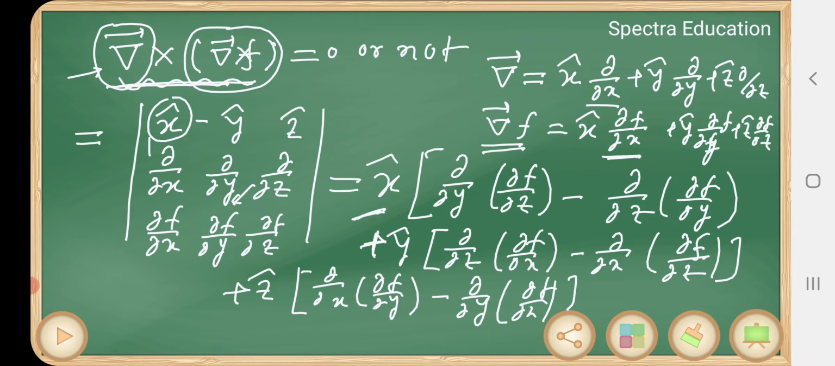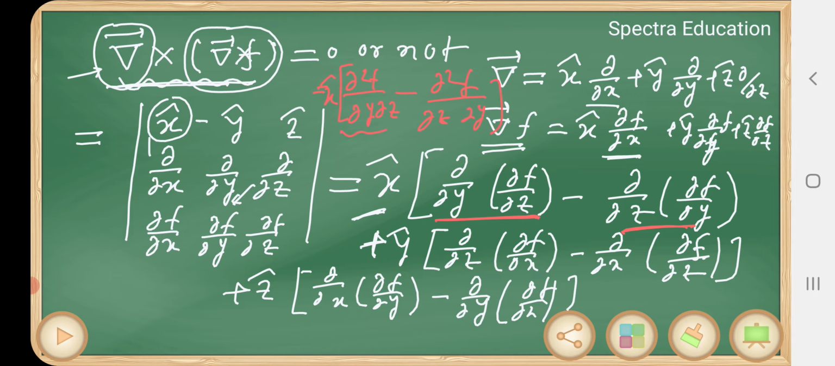So what you can observe, if I take another color, it will be better. So it is del two f del y del z. The first term, if I write here, is del two f del y del z, x cap outside the bracket, minus del two f, this one, del z del y.